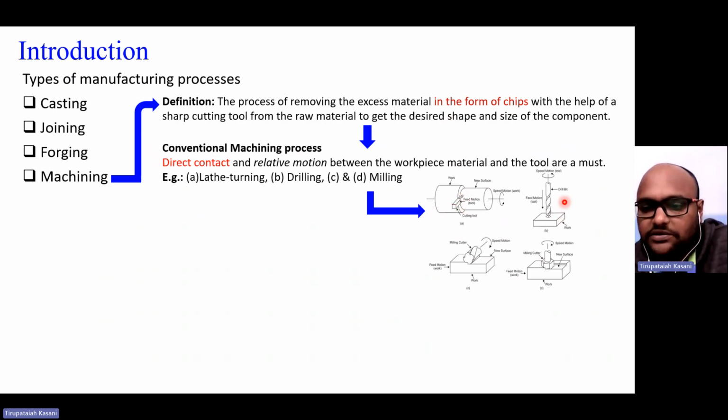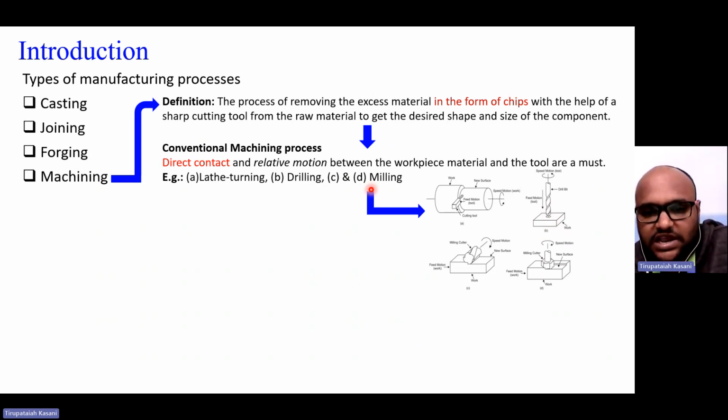Another kind of machining process is drilling. Here it is the drill bit. This is the feed motion of the drill bit into the workpiece, and this is the rotation of the drill bit. After removing the material in the form of chips, those chips are ejected out through the flutes. These are called grooves or flutes over the drill bit. The chips come out through those grooves, and we remove them using a brush or compressed air from the machining zone. Why? Because if the chips remain at the machining zone, they will damage the machined surface.